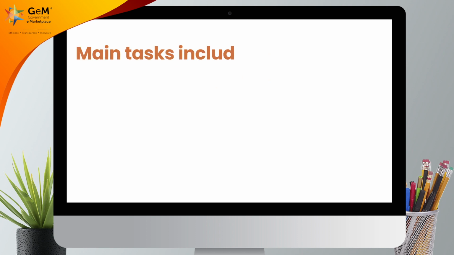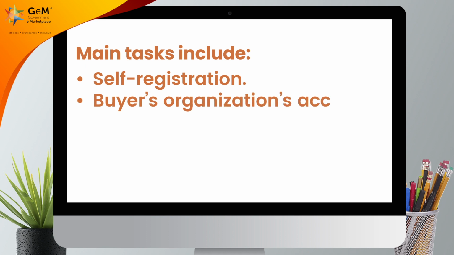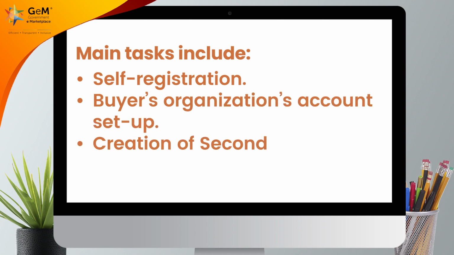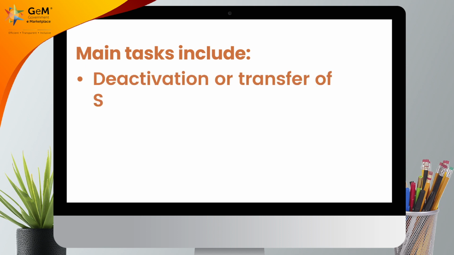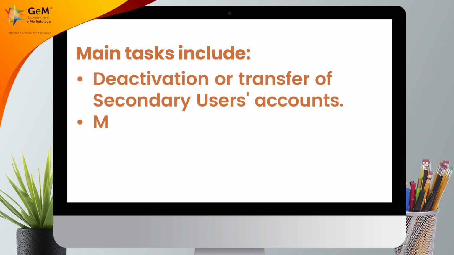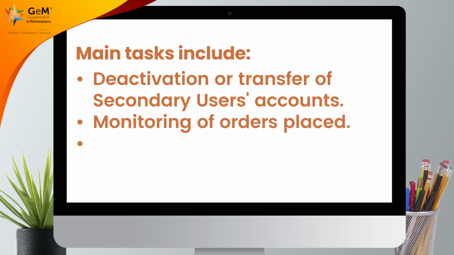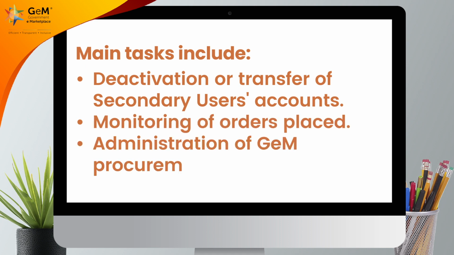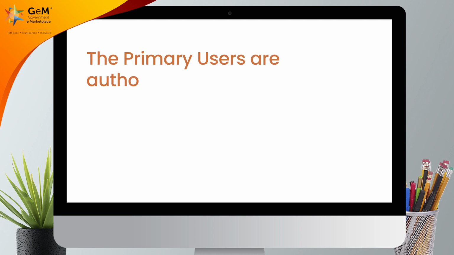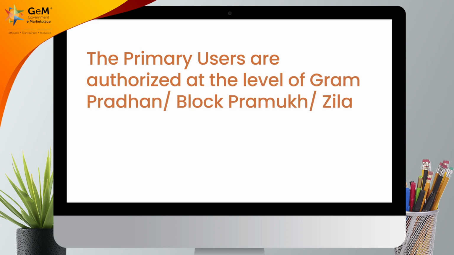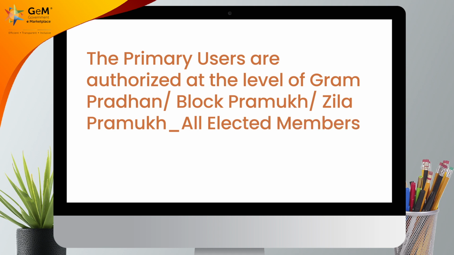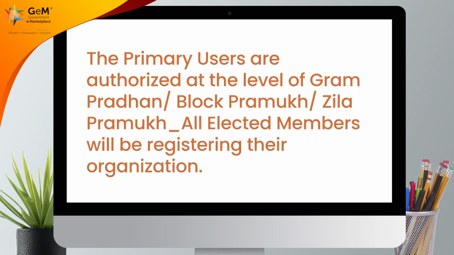Main tasks include self-registration, buyers' organizations account setup, creation of secondary users, deactivation or transfer of secondary users' accounts, monitoring of orders placed, administration of GEM procurement. The primary users are authorized at the level of Gram Pradhan, Block Pramukh, Zilla Pramukh. All elected members will be registering their organization.